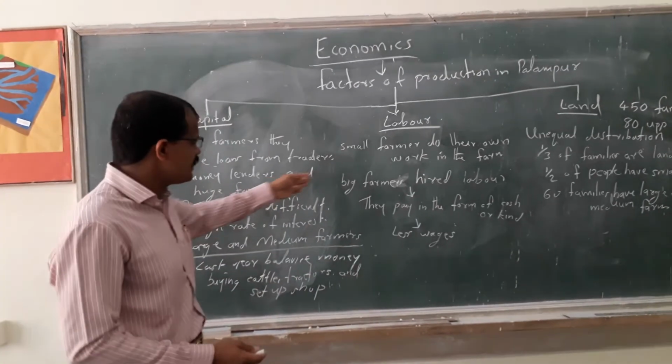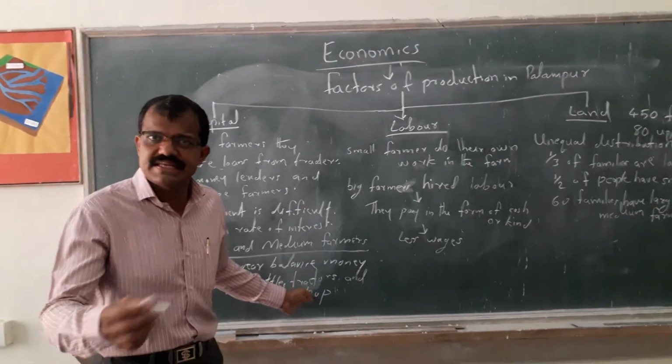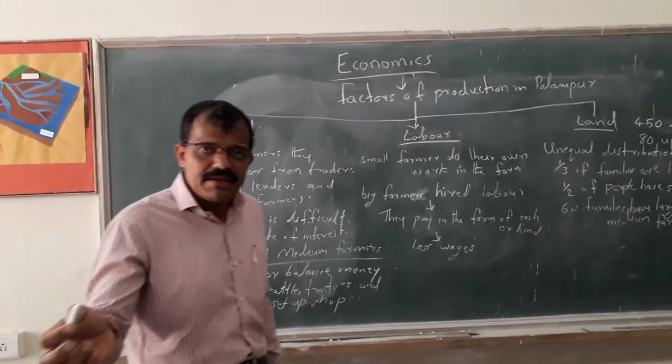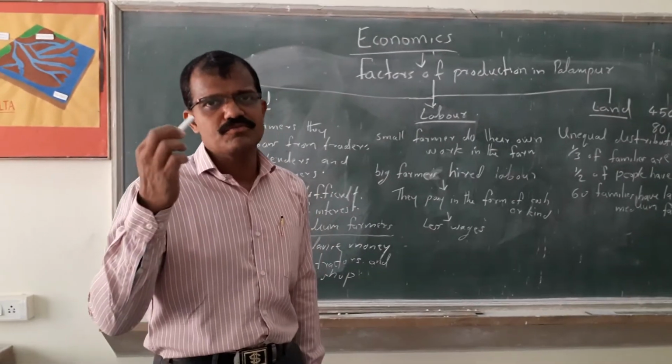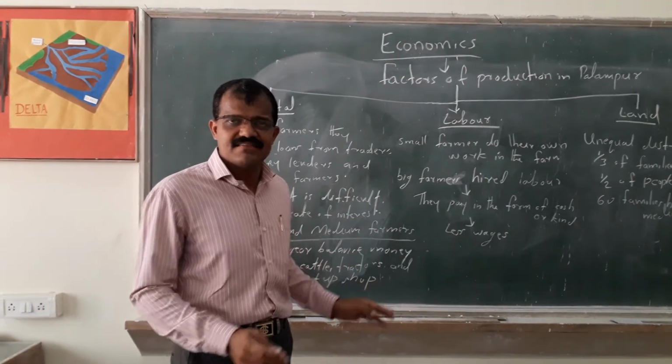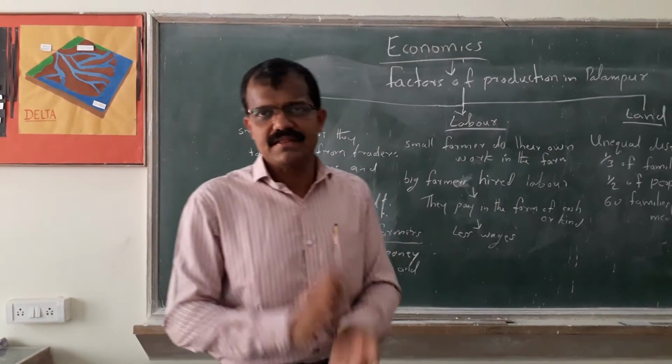As a result, what they are doing is taking a loan for the next year. At the time of cultivation, they take the loan, and the repayment is very difficult, because sometimes the crops may fail, and sometimes natural calamities take place. As a result, what will happen? They cannot repay the amount.